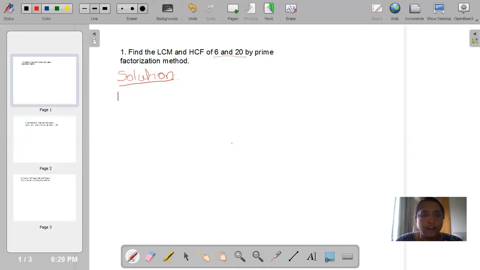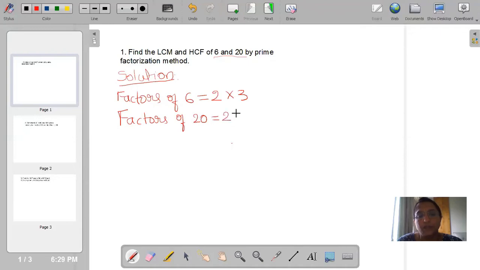Always first find out factors of the given numbers. Factors of 6. What are factors of 6? 2 into 3. Then find out factors of 20. What are factors of 20? 2 into 2 into 5.